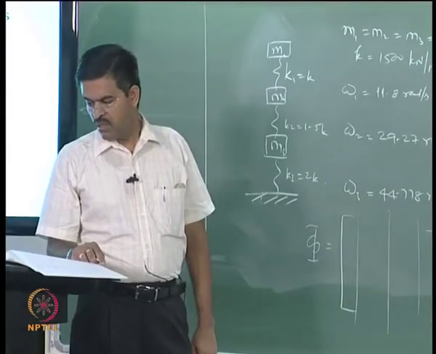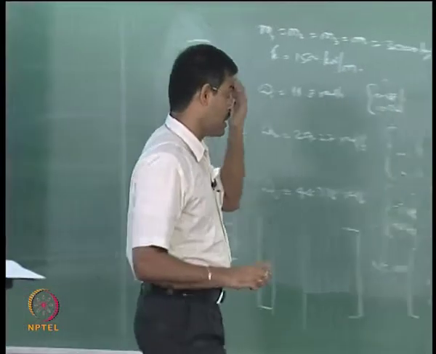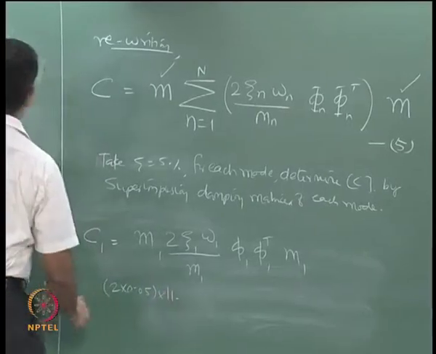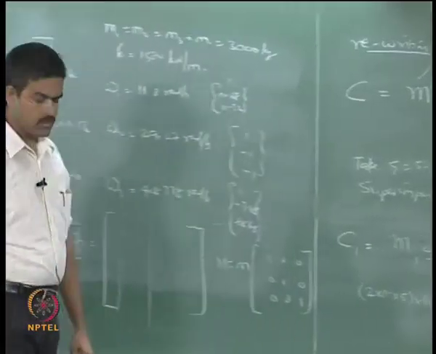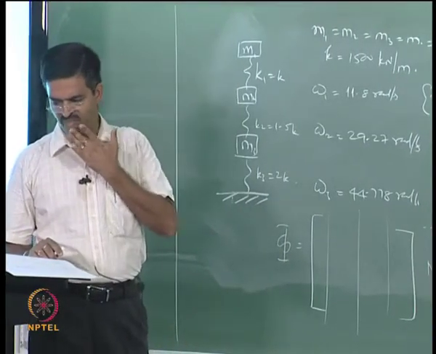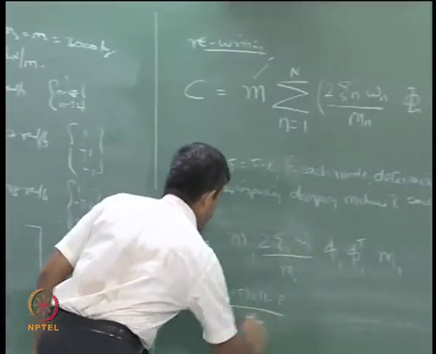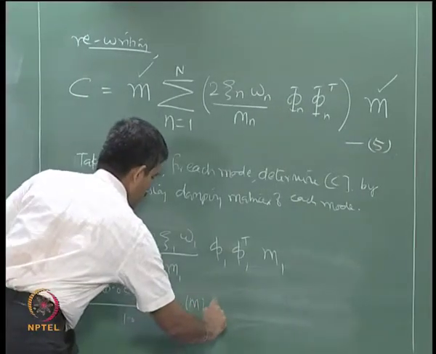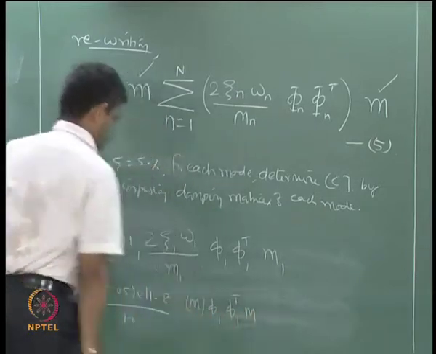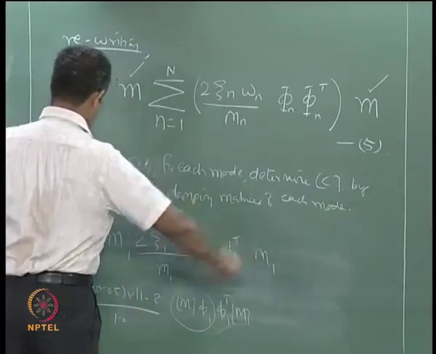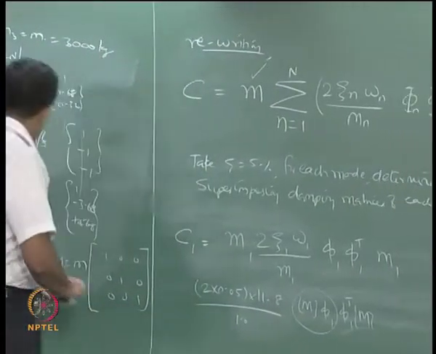So just for starting with the initiation, we can say like this: 2 times of 0.05 of 11.8 by 1, so of m phi 1 transpose. Yeah. So first pre multiply, then multiply, then post multiply, get the answer and get me C1. C1 will look like this. I will remove this.